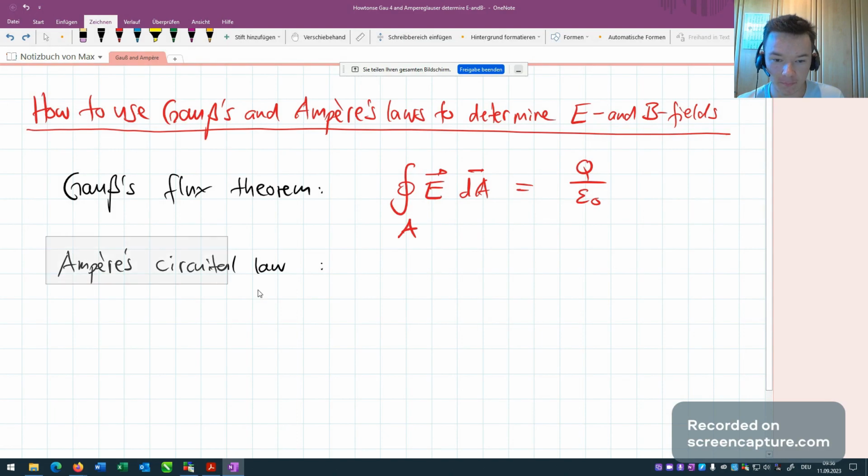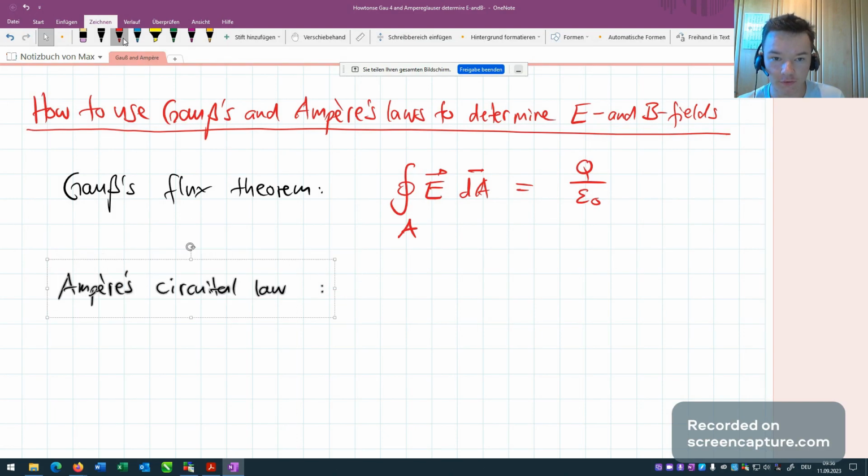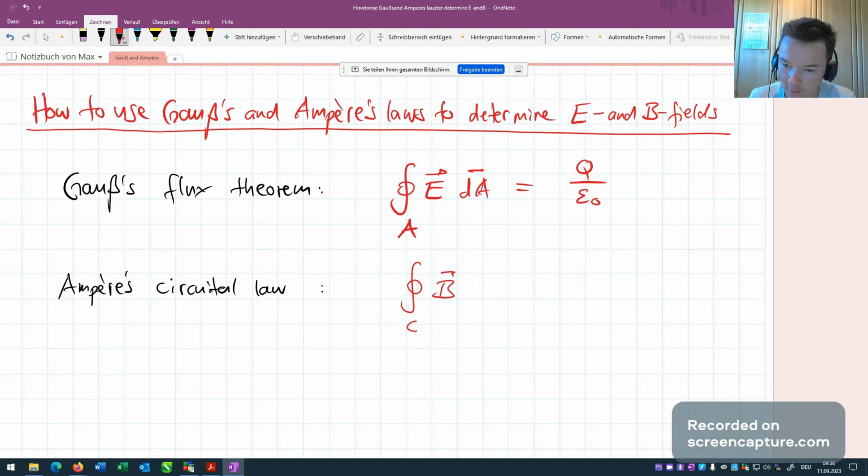Okay, and then there's Ampere's circuital law, which states something quite similar. So we have again an integral, which is of a closed curve this time. Let's maybe call the curve, I don't know, C. And then it's the integral of B times ds equals mu 0 times I, which is again quite similar to Gauss's theorem. Basically, we now have a curve, a closed loop, for example, like that, and that one encloses an area now. And the question is, how many magnetic field lines are lying on this curve?